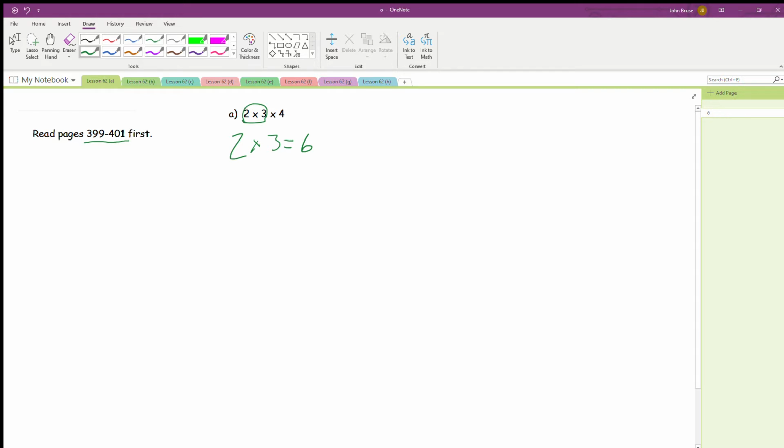Now we're going to solve by adding the 4 to the multiplication. So we're going to do 6, because 2 times 3 was 6, and we're going to multiply that times 4. So we took this 6 and we moved it down here, because that was this part. Okay, and then we can just solve 6 times 4, which equals 24, and we circle our answer. 6 times 4 is 24. So 2 times 3 times 4 equals 24.